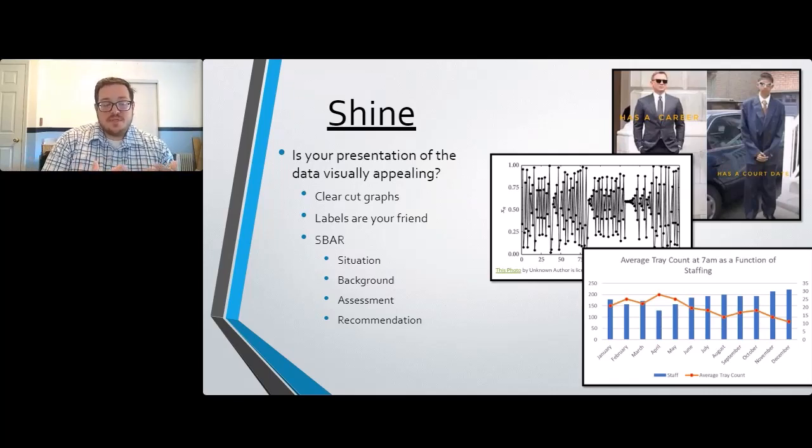Now remember, when you're taking your data and you're packaging it and you're shining it up and making it ready to present, you're going to want to use appropriate labels that mean something to the end user. So one way we can do this is if we look at average tray count at 7 a.m. as a function of staffing. Do you know what I'm talking about? Yeah, it says it right there in the table. And from this graph, it's a simple graph, and what somebody should be able to see is when staff goes up, tray count at 7 goes down. And now we have that relation.